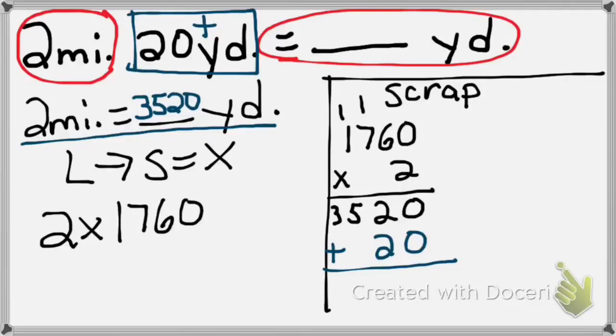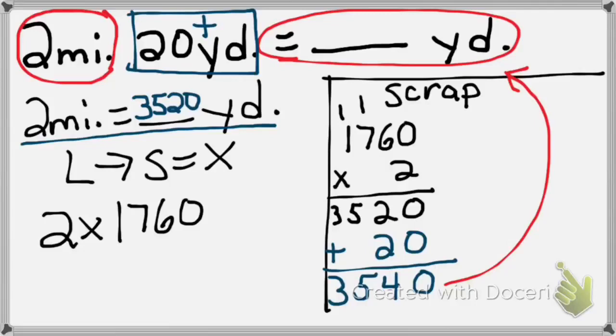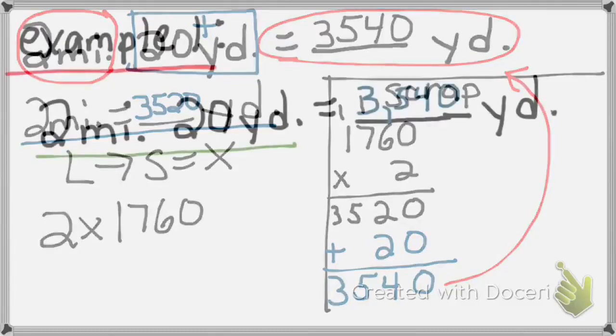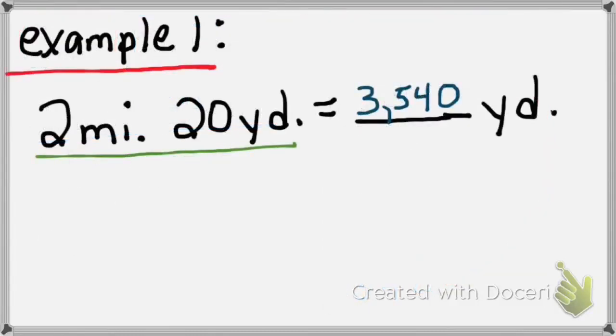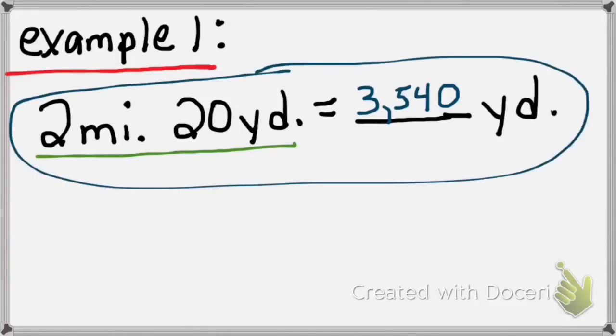0 plus 0 is 0. 2 plus 2 is 4. 5 plus nothing is 5. 3 plus nothing is 3. So I will take that. That is now my final answer, and that can go up into my final answer line. So I have 3,540 yards. So I put that back into my original problem. 2 miles, 20 yards equals 3,540 yards, and that's my final answer.